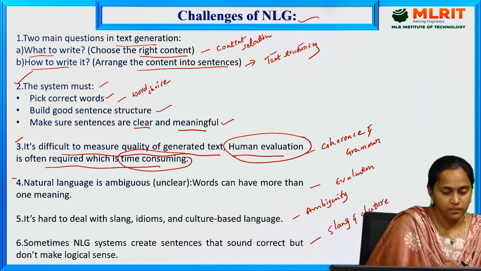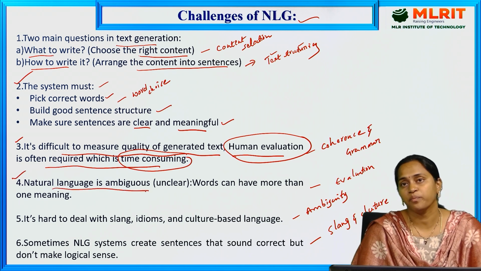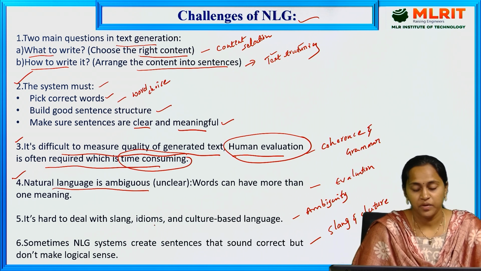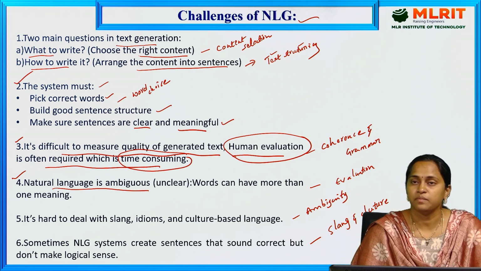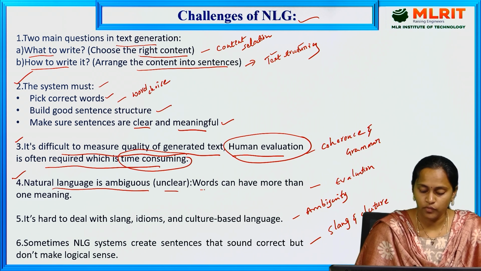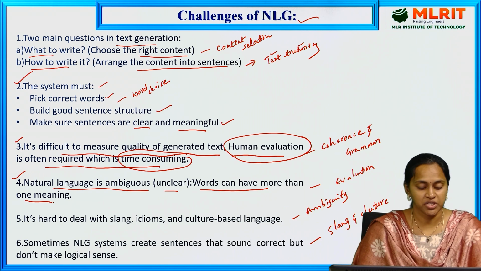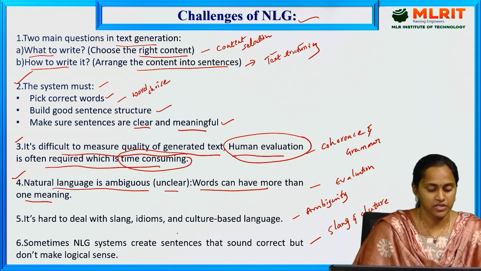Next, the fourth challenge is that natural language is ambiguous. Ambiguity is one of the main challenges in NLP, right? Ambiguous means unclear, that is, unclear structure of the words. Words can have more than one meaning. That means evaluation is very difficult in NLG, natural language generation.